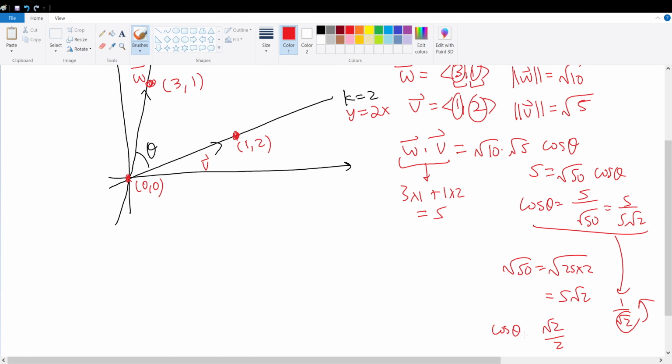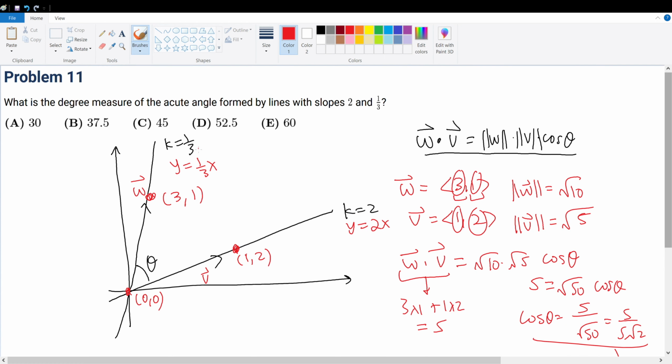What angle of cosine theta gives root 2 over 2? Well, that's obviously 45 degrees. So therefore, if we scroll up, we find our answer to be answer choice C.